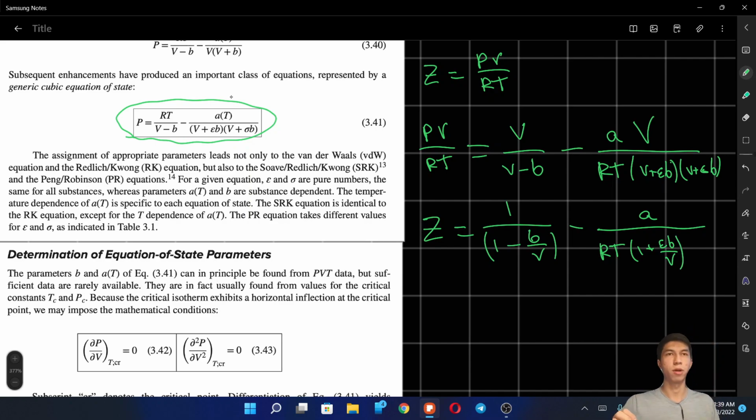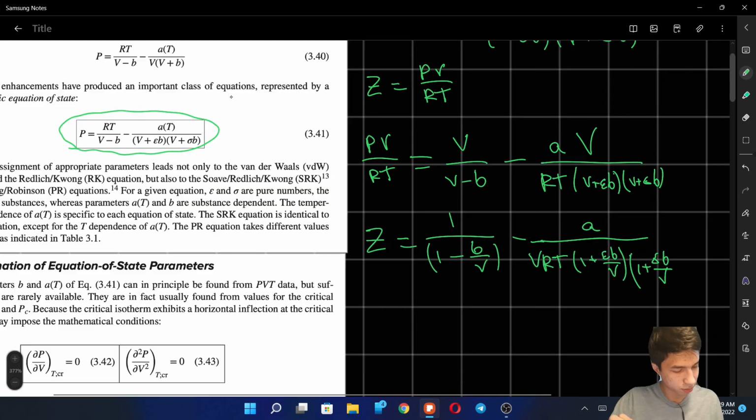But if we look at our second parentheses, we see that we're still left with V. So let's divide this again by V. If we divide it, we'll have 1 over V here, and we have 1 plus sigma b over V, right?